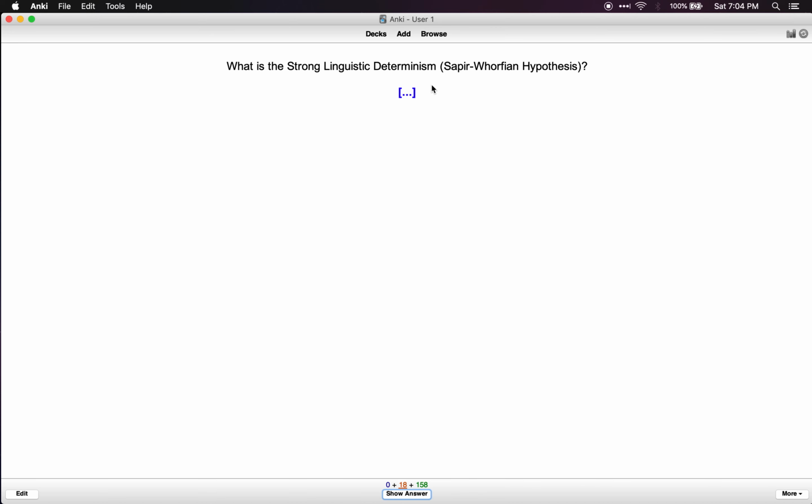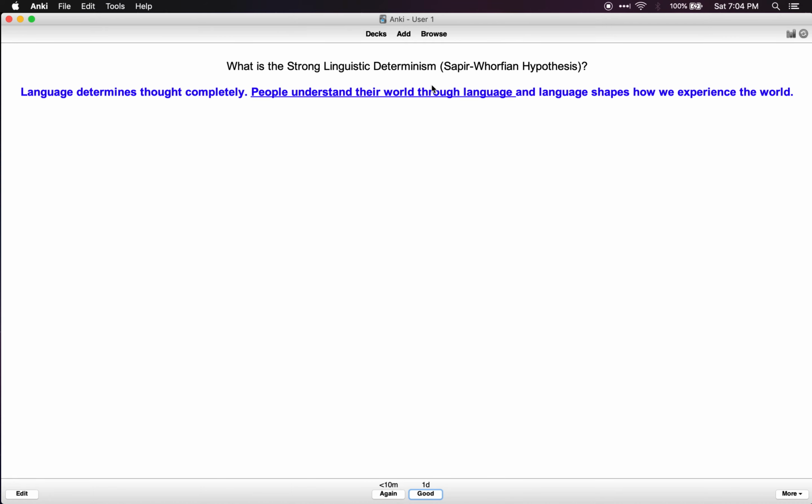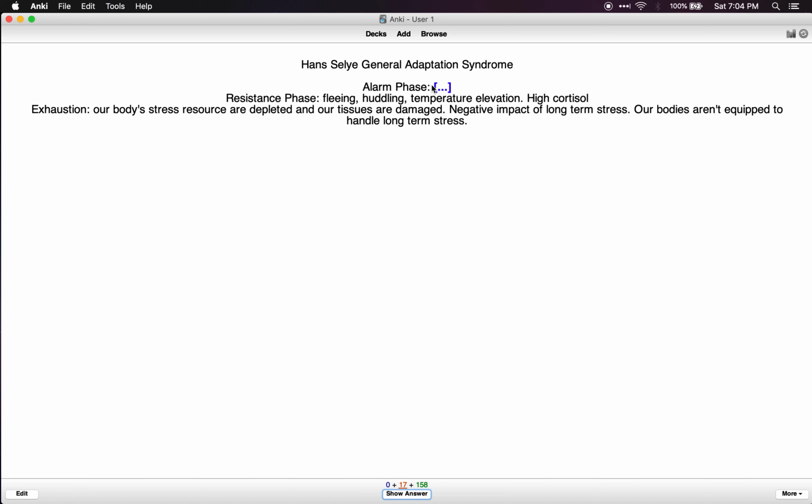Strong linguistic determinism, otherwise known as the Sapir-Whorf hypothesis, states that language dictates thoughts completely. Alarm phase is when our stress reaction kicks in. Because there's an alarm, your stress reaction is going to kick in.